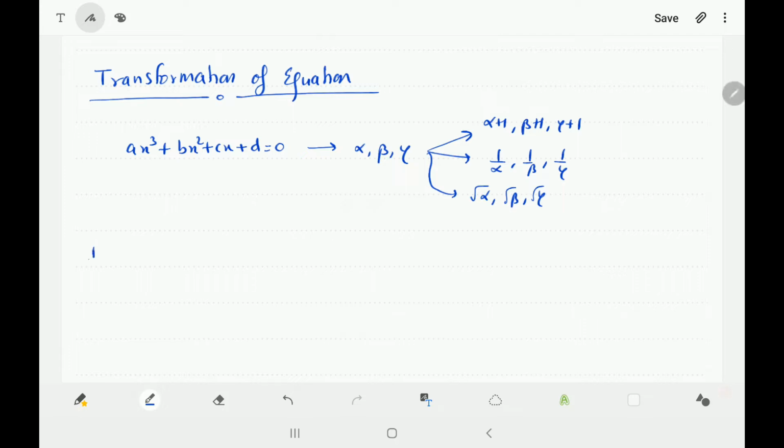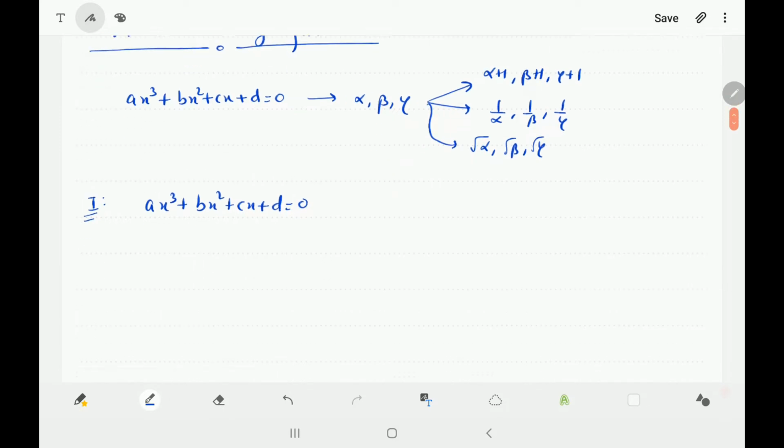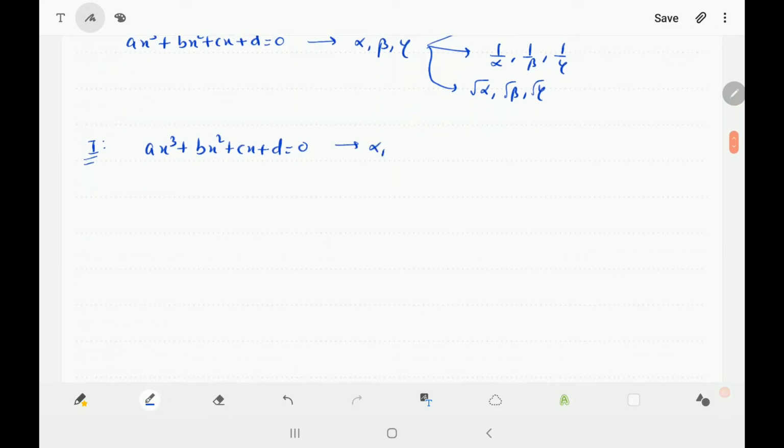So let's consider the first case as, I will consider the equation ax cube plus bx square plus cx plus d, which is a cubic equation, and I will try to find out the reciprocal root equation for this particular case. Now I want to find the equation 1 by alpha, 1 by beta, 1 by gamma. Now try to picture this thing that these are the values of x for this equation.